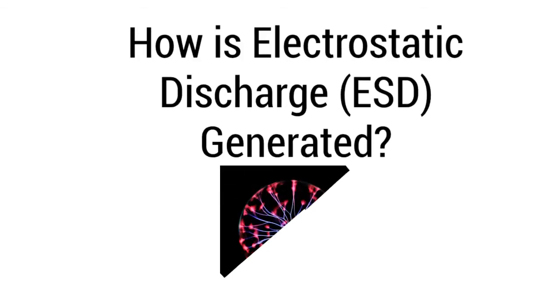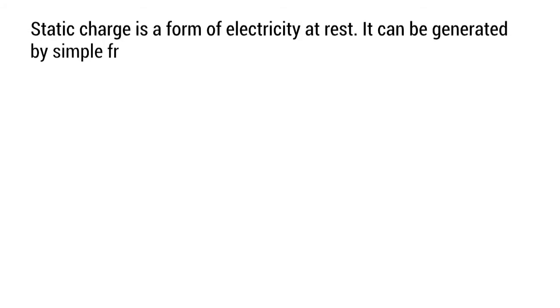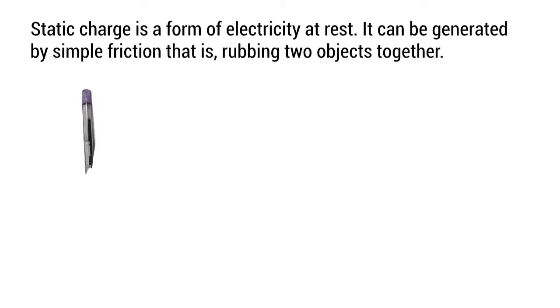How is electrostatic discharge generated? Static charge is a form of electricity at rest. It can be generated by simple friction, that is, rubbing two objects together. A simple method of generating a static charge is to rub a plastic ballpen case on a nylon cloth.